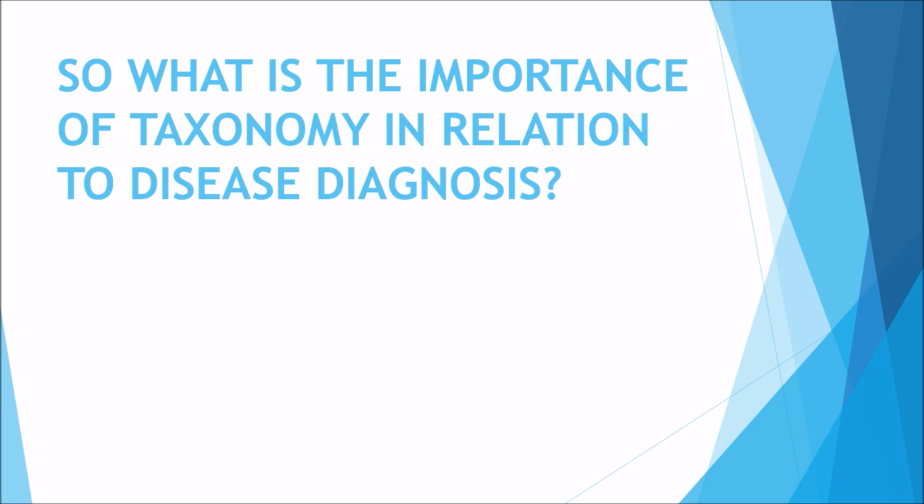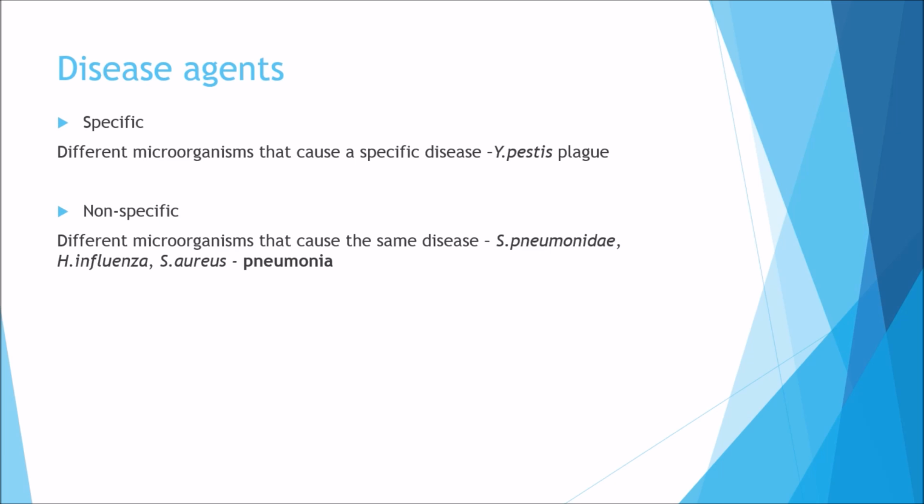So I bet after all this, you're probably wondering, what is the importance of taxonomy in relationship to disease diagnosis? Well, the answer is that we have two categories of disease agents: specific and non-specific. Specific disease agents are different microorganisms that cause a specific disease. So for example, we've got Yersinia pestis, which is the causative agent of plague. No other bacteria can cause that, so as soon as you see the symptoms of plague, you can say, right, that's Yersinia pestis, let's treat it quickly.